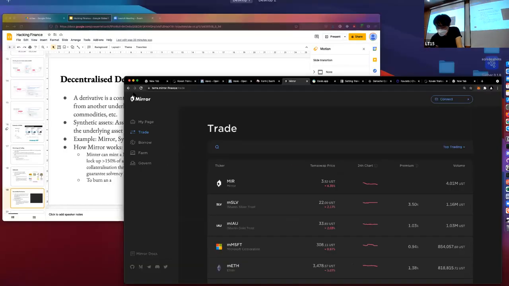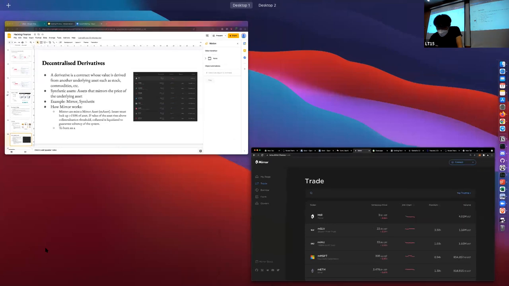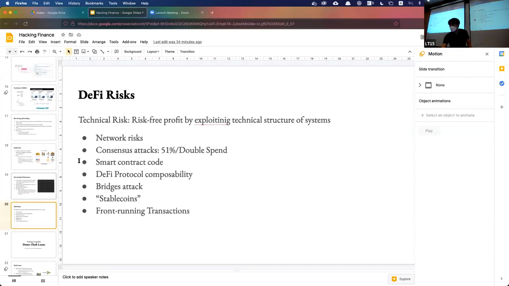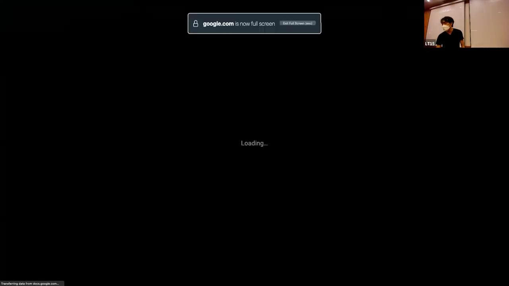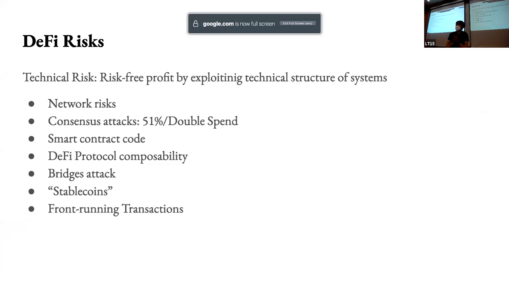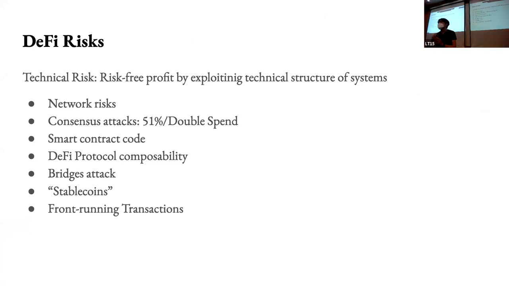So, jumping back into the slides. Not everything is perfect, and I must put a disclaimer on all of this. Many things in DeFi are very experimental. Like I say, the movement is very early and many things are still a work in progress.